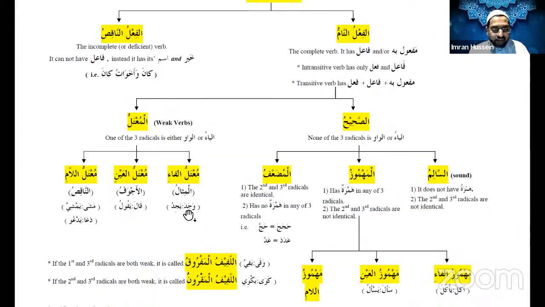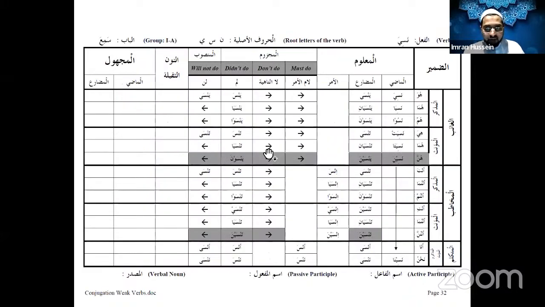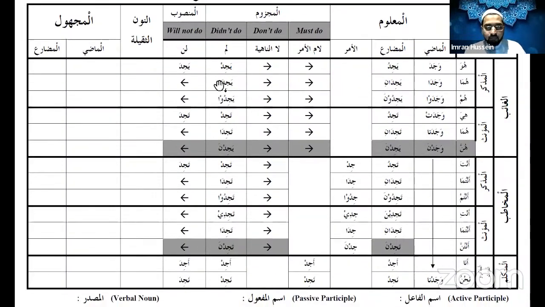So wajada, then qala, yaqulu, and then mu'tal: masha, yamshi, da'a, yad'u. So this is mu'tal. Now what I'm going to do, I'm going to twist this lesson in a different method. So inshallah, I hope you will understand what I'm doing here. Now I'm going to do it this way.